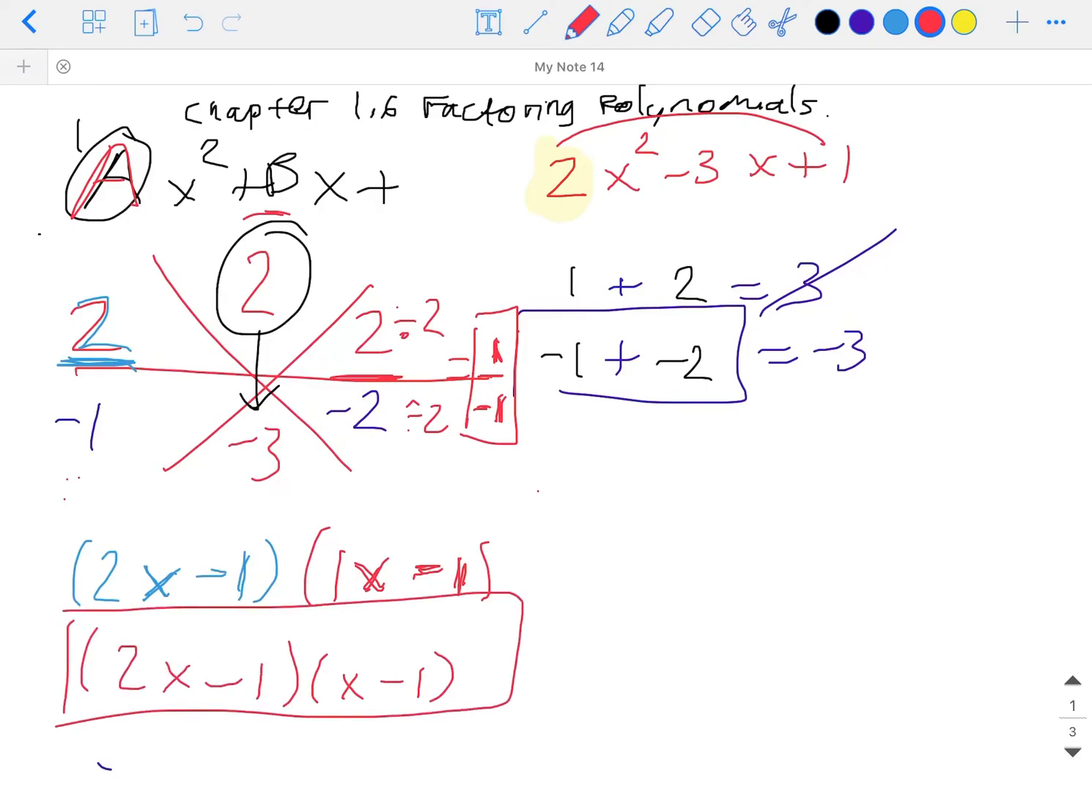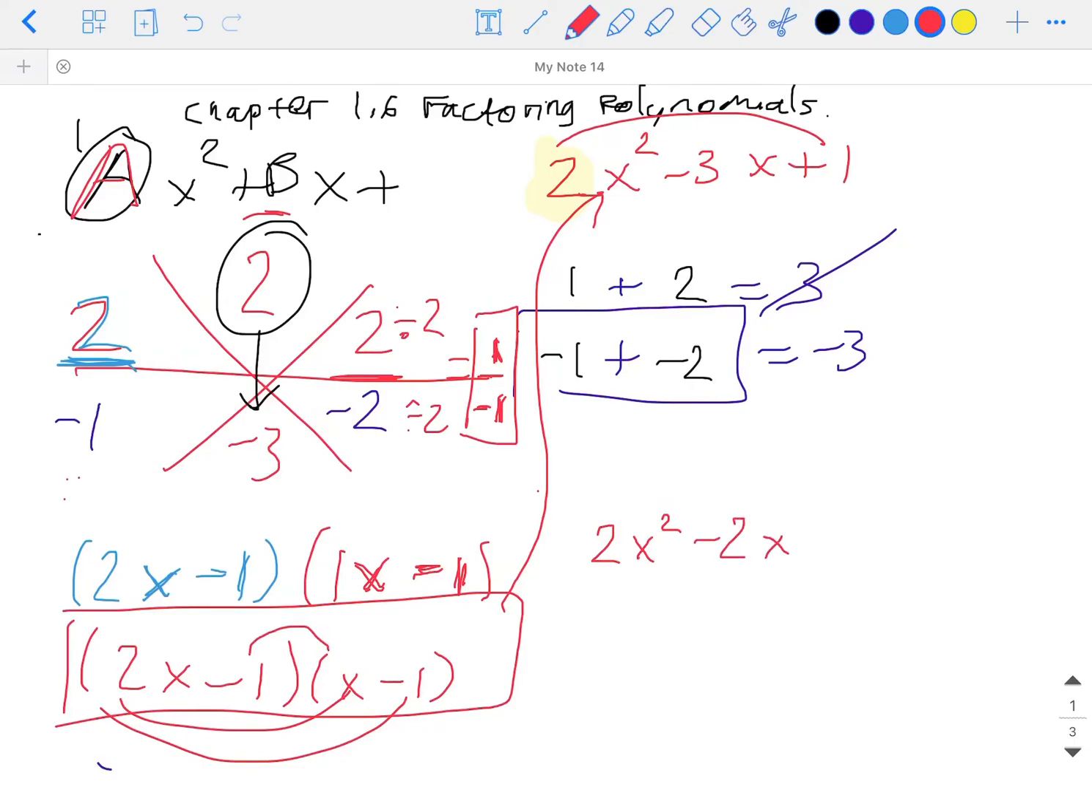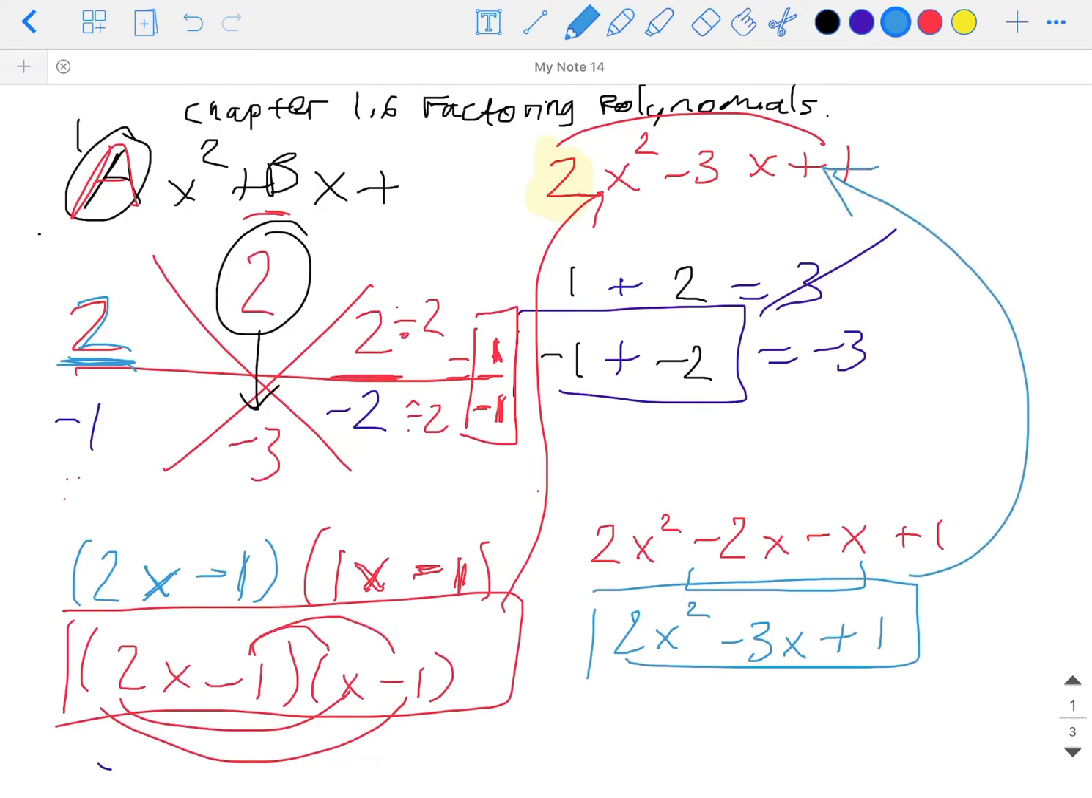You're welcome to FOIL this out just to make sure that this matches the original question. So we have 2x times x, which is 2x squared. And we have 2x times negative 1, which is negative 2x. The inside, negative 1 times x is negative x, and the outside, negative 1 times negative 1 is positive 1. Add like terms, negative 2x and negative x, which is negative 3x, and rewrite everything else. We see that this matches the original question. So therefore, the factored version of the polynomial, 2x minus 1 and x minus 1, is indeed your correct version.